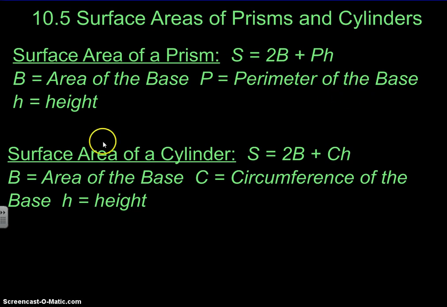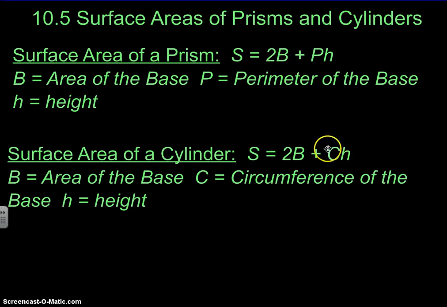Now, if we're looking at a cylinder, surface area of a cylinder, it's basically the same formula. It's 2 times the area of the base. The problem is the base is a circle. So capital B, which is area of the base, would be pi r squared. Okay, the capital B is dependent on what shape the base is. So the formula does change a bit depending on what the base looks like.